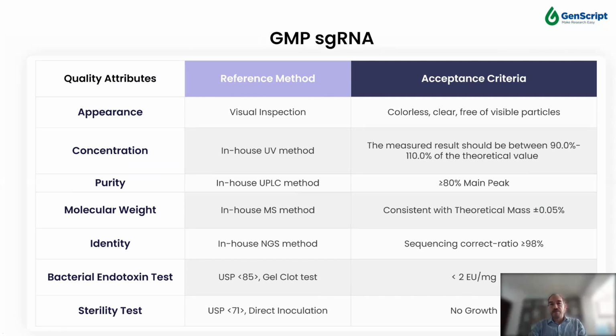These are some of the acceptance criteria for our sgRNAs. Basically, it has to be colorless and clear. It has to meet our concentration requirements. It has to be very pure, with over 80% in the main peak. It has to be very consistent in the mass, with less than 0.05%. It has to be sequence correct with 98% or better. Very low endotoxin level of less than 2 EU per milligram and no bacterial growth, essentially sterile.